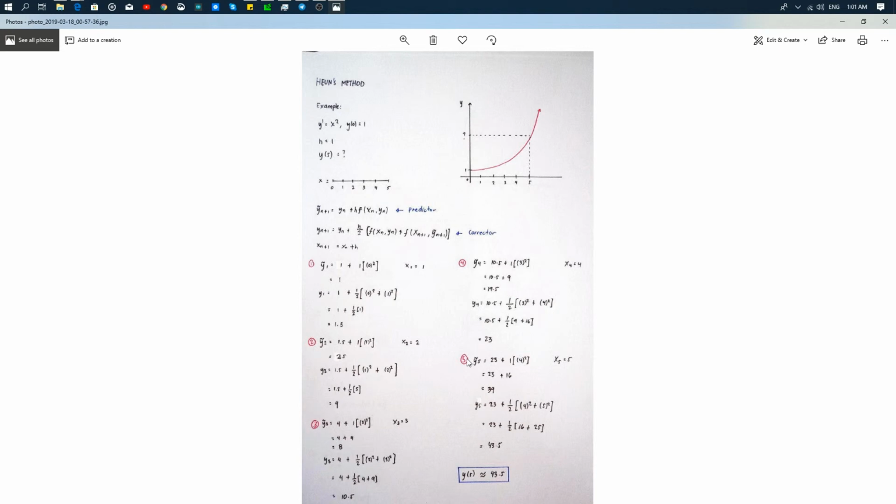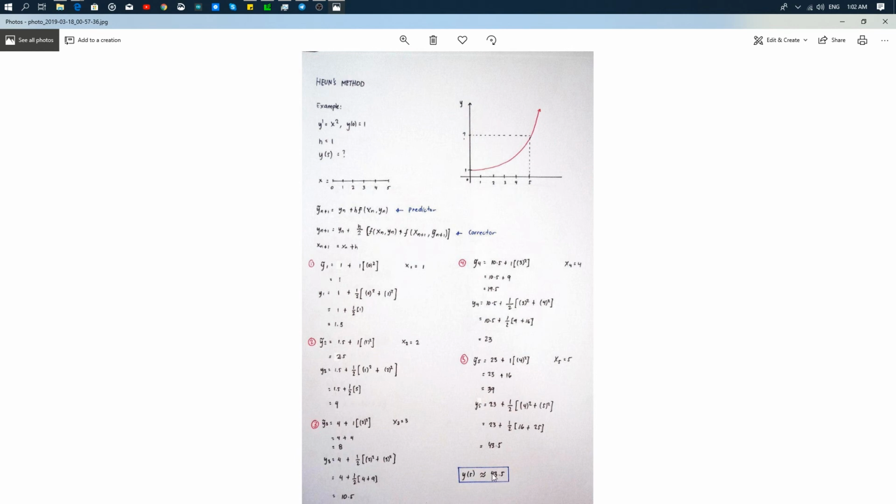If you need time to analyze the solution, you could pause the video. So at the last step, at step 5, we will be getting that y sub 5 is equal to 23 plus 1 half of 4 squared plus 5 squared. 23 plus 1 half times 16 plus 25. So 16 plus 25 is 41. 1 half of 41, and add it to 23, we'll get the value 43.5. So the 43.5 is the approximation for the value of y at the point 5 in the x-axis.